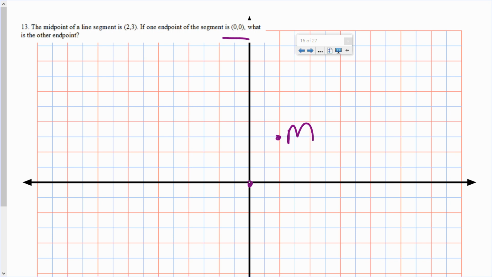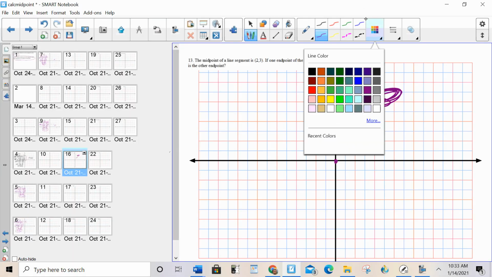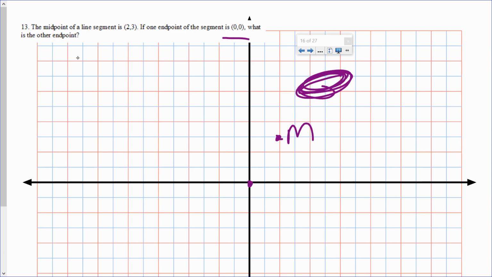Well, understand that the midpoint must be in the middle of the two endpoints. So if the midpoint is here, if this is the middle, the other endpoint's got to be somewhere over here. So now let's be more precise. And again, if it's not over there, then the M would not be in the middle. How do I get from the endpoint to the midpoint? Well, from here to here, it's right 2, up 3. So go another right 2, up 3. That is 4, comma 6. That is your answer.